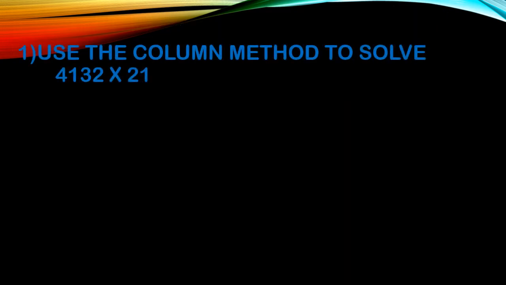We'll see one example. Use the column method to solve 4132 into 21. In our previous class itself we have learnt the column method, isn't it? What is the first step? The first step is the number with more digits is written on the top and the number with fewer digits is written on the bottom, isn't it? So the same step we have to follow here. The number with more digits, that is 4132, is written on the top. Then the number with fewer digits, 21, we have to write on the bottom.